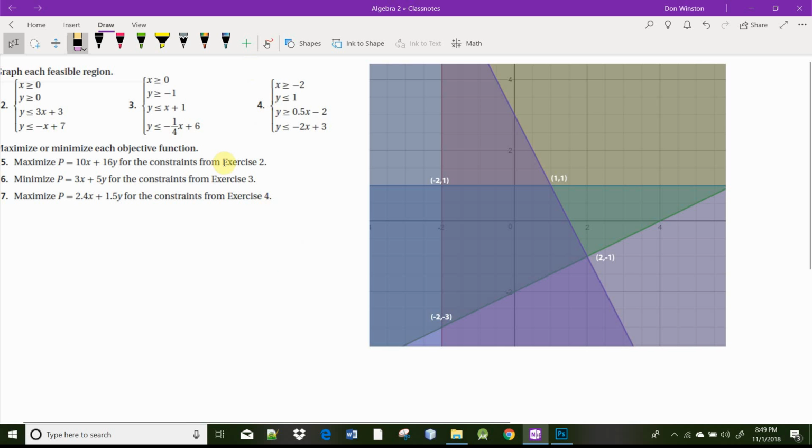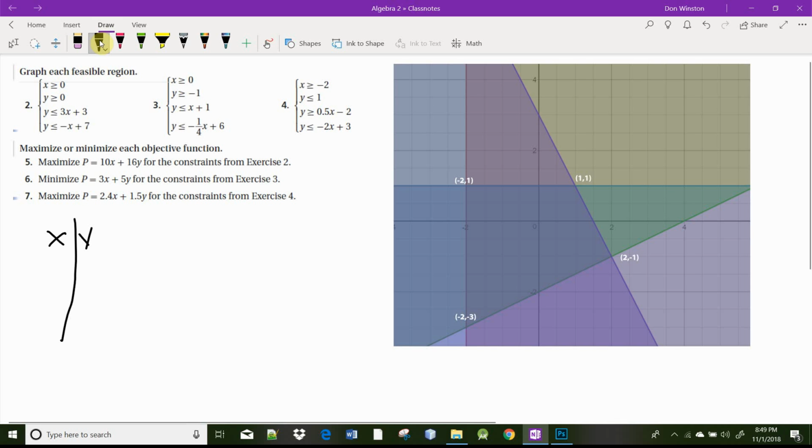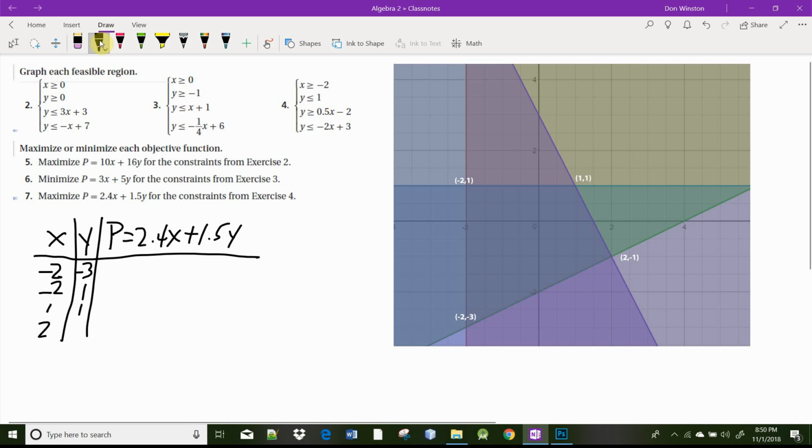Alright, so now we have to maximize the function, number 7. So again, we'll make our xy table: x, y, and then we need to maximize p equals 2.4x plus 1.5y. Right, so we got a list of vertices: (-2, -3), (-2, 1), (1, 1), and then (2, -1).